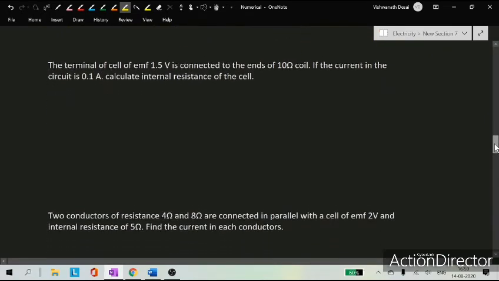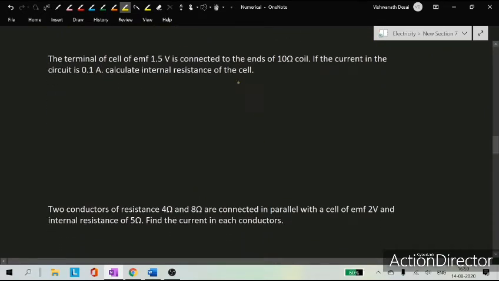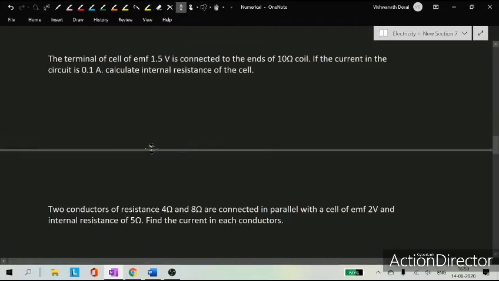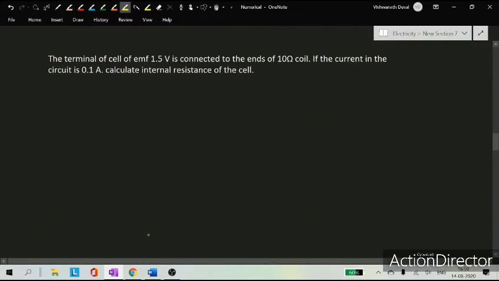And next one. So the next question is here. Okay, so the next question is on internal resistance. Terminal of a cell of EMF 1.5 volt is connected to the ends of a 10 ohm coil. If the current in the circuit, that is the coil, is 0.1 amps, calculate the internal resistance of the cell.